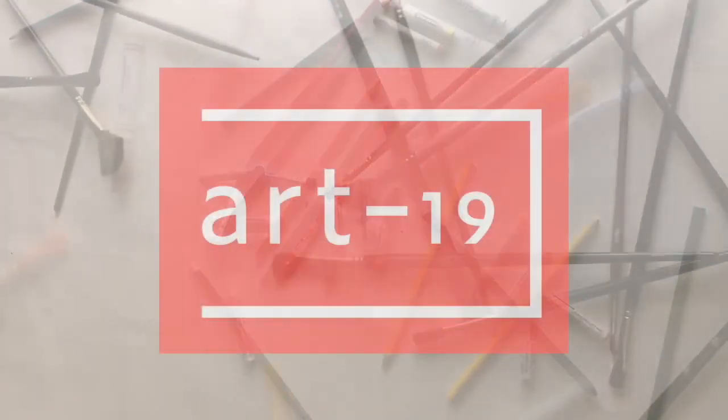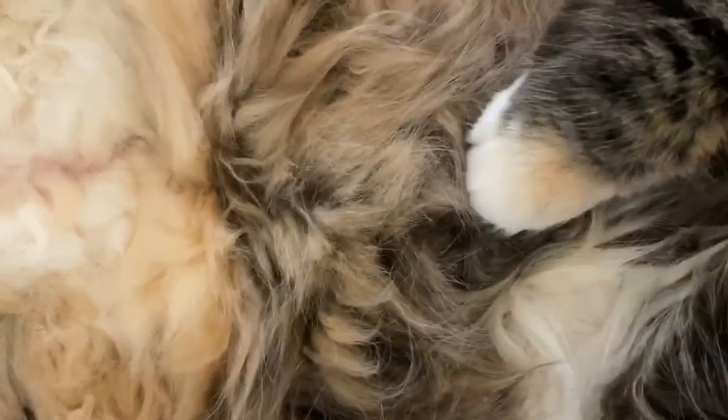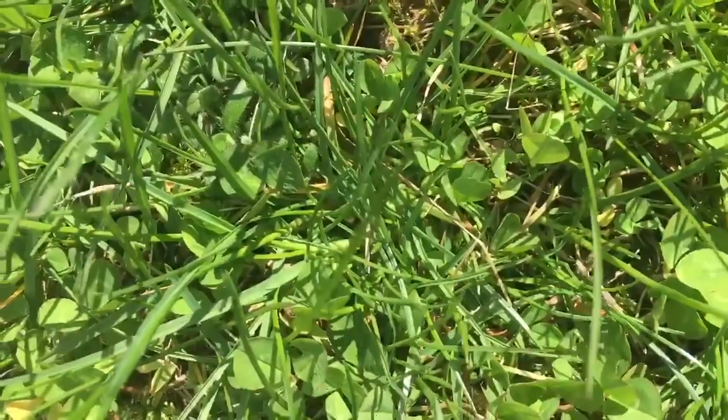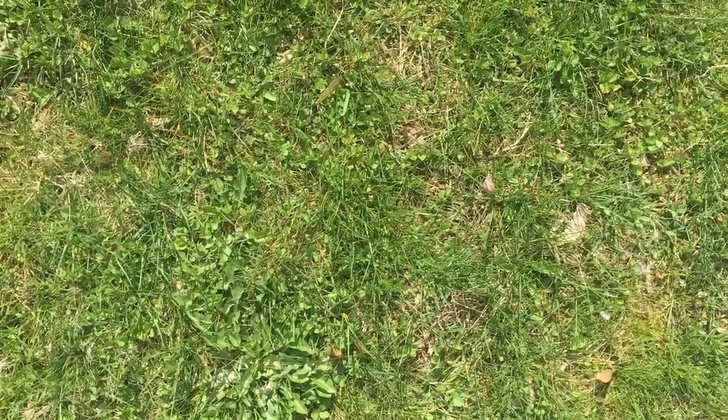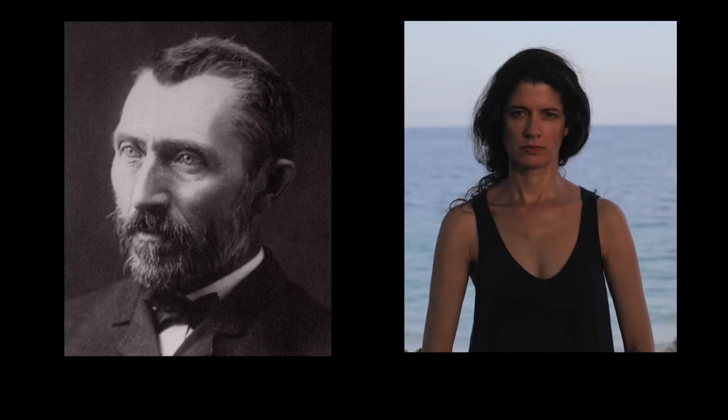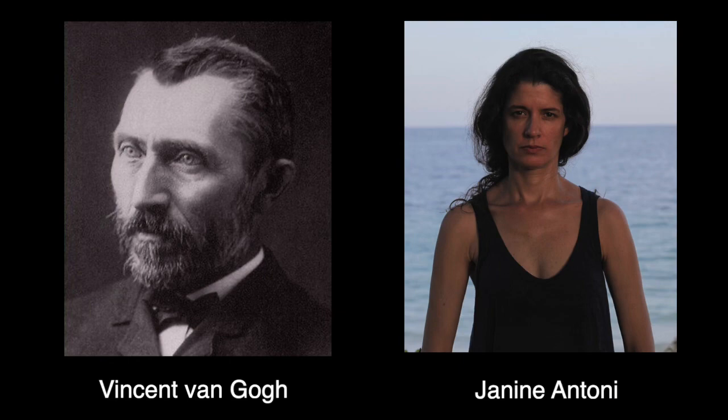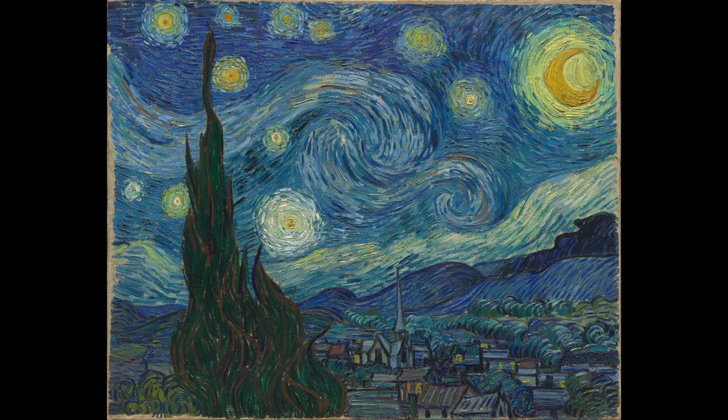Texture refers to the surface quality of something. It can be a lot of things, like a cat's fur, a velvet fabric, grass, or even hair. In this video, we will explore two different artists and the way they use texture in their work, Vincent Van Gogh and Janine Antoni. Here's the painting, The Starry Night, by Vincent Van Gogh.